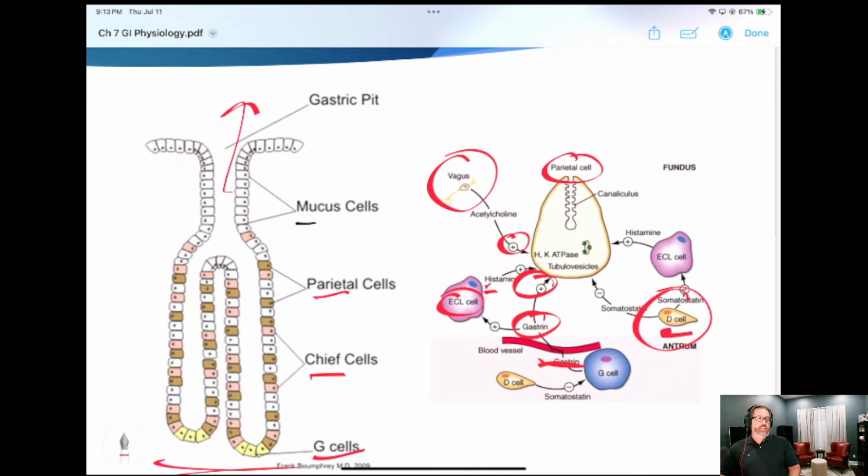And these are the D cells, again, stop. This is our somatostatin. So it's going to stop this from happening. It's also going to stop the histamine production. If you stop histamine, you're going to stop, obviously, the gastric acid secretion from histamine. So also, here's your D cell again. Somatostatin turns off your G cells. So somatostatin always stops. It's going to inhibit everything.